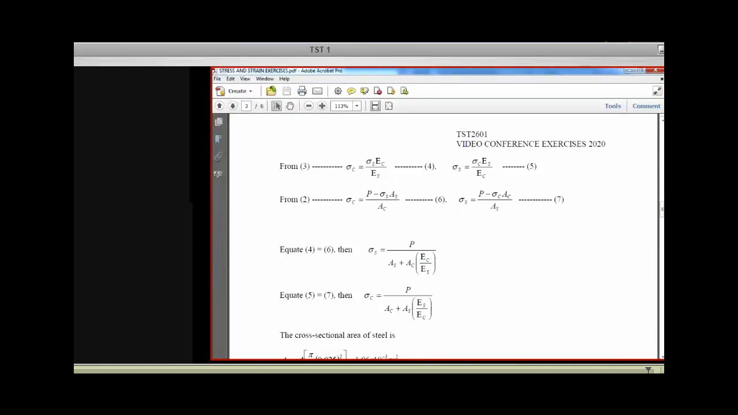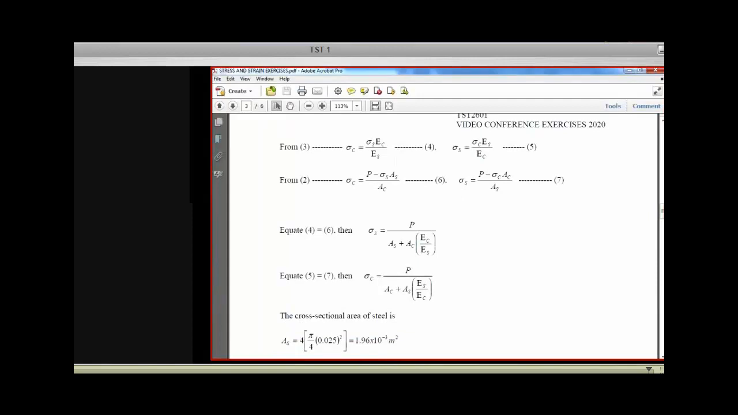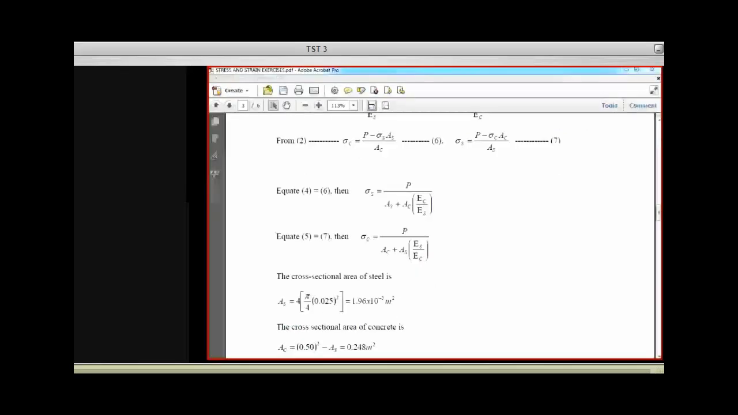So in this case, to get the compressive stress on the steel, you have the total load which has been given. You get the area of the steel which can be calculated. You get the area of the concrete which can be calculated. The Young modulus of the concrete is given, and the Young modulus of the steel is given. We have the equation for the stress of the steel based on equations 4 and 6, and we have the equation for the stress of the concrete based on equations 5 and 7. We can apply these equations to calculate the stresses of these materials.